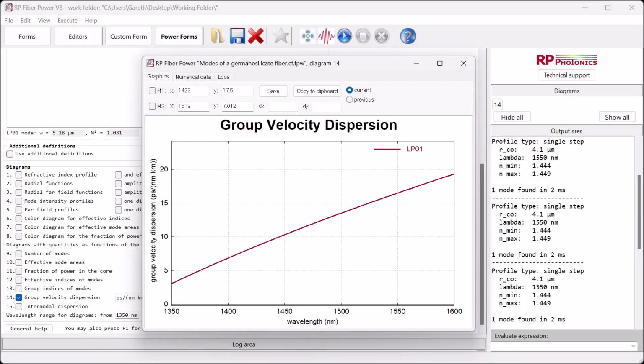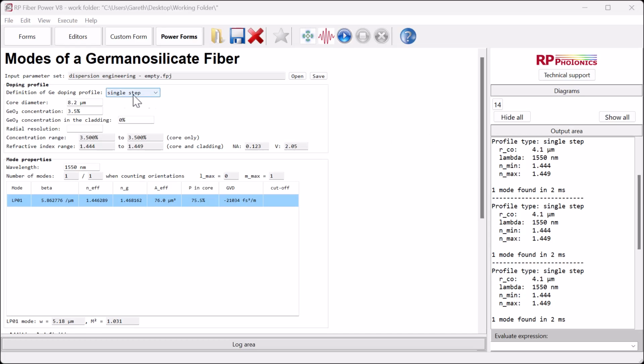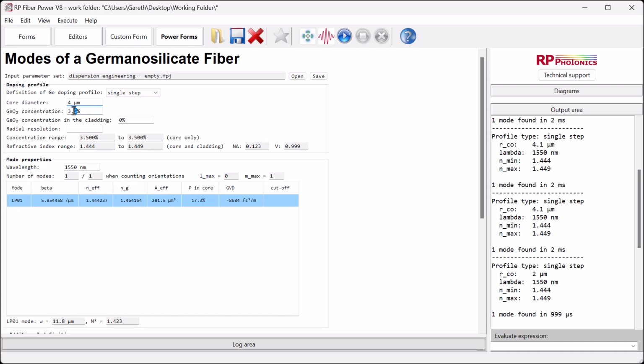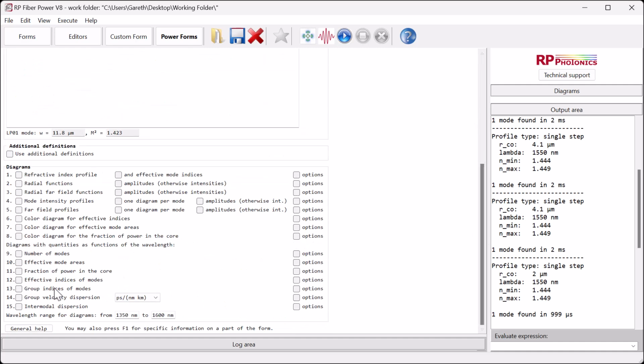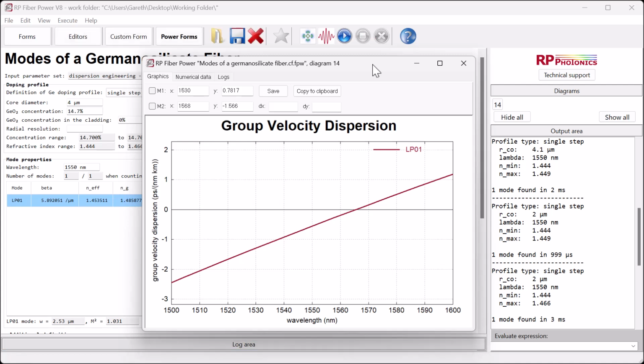Now, let's explore modifications to bring the dispersion closer to zero at 1550 nanometers. We start by reducing the core diameter from 8.2 to 4 microns and increase the germanium dioxide concentration to 14.7% to maintain a V number of 2.05. This change shifts the zero dispersion wavelength to 1565 nanometers.